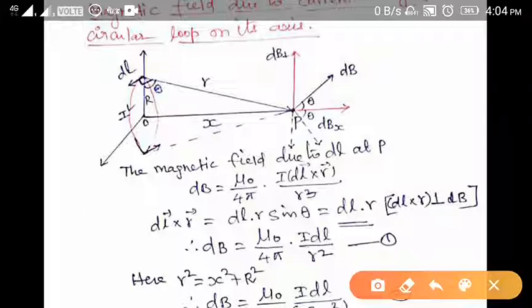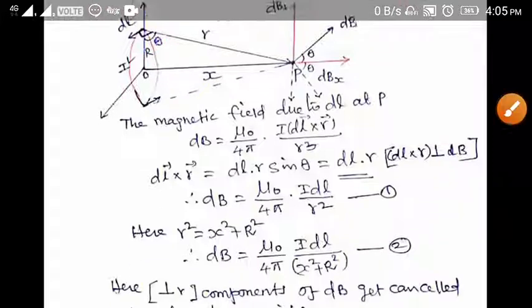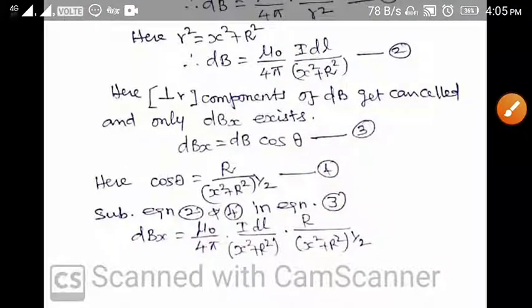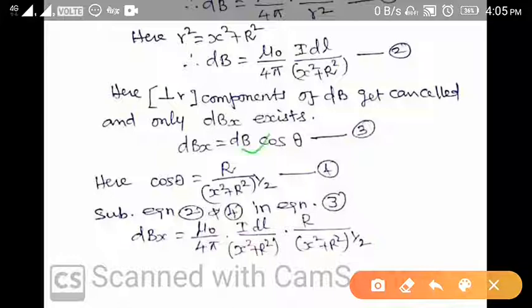So cos theta equals the adjacent side, that is R, divided by the hypotenuse, small r. Small r can be written as (R squared plus x squared) whole power 1 by 2. Substituting the value for r, we can write cos theta equals capital R divided by (x squared plus capital R squared) power 1 by 2, equation 4.